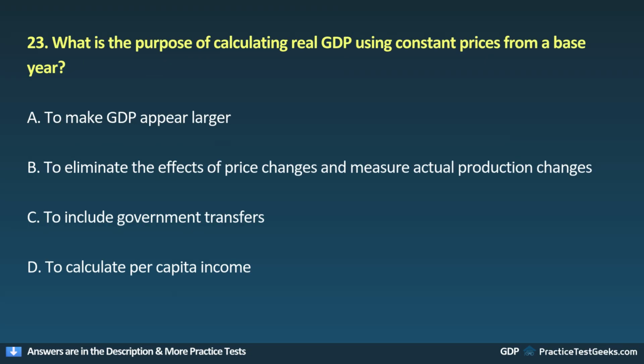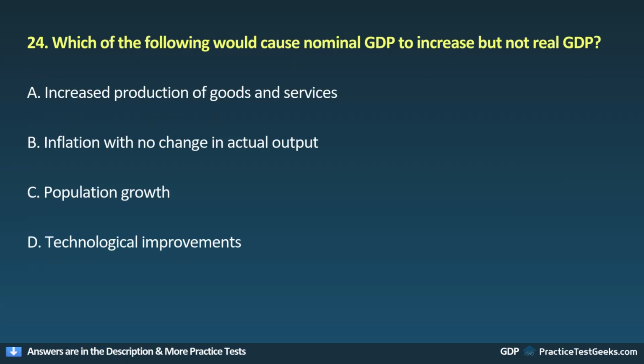23. What is the purpose of calculating real GDP using constant prices from a base year? A. To make GDP appear larger. B. To eliminate the effects of price changes and measure actual production changes. C. To include government transfers. D. To calculate per capita income.